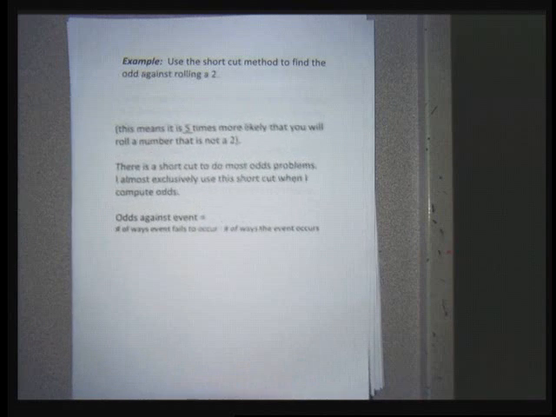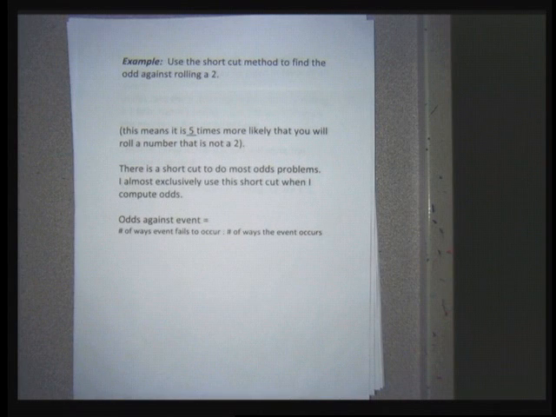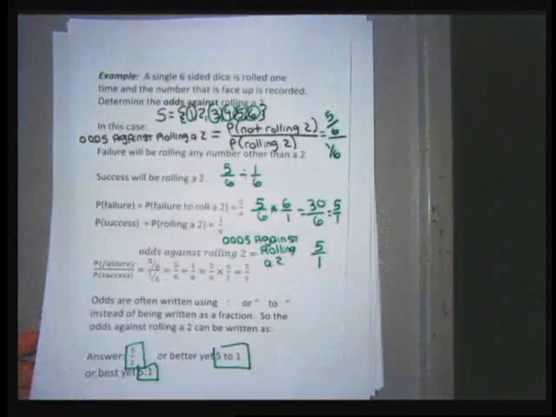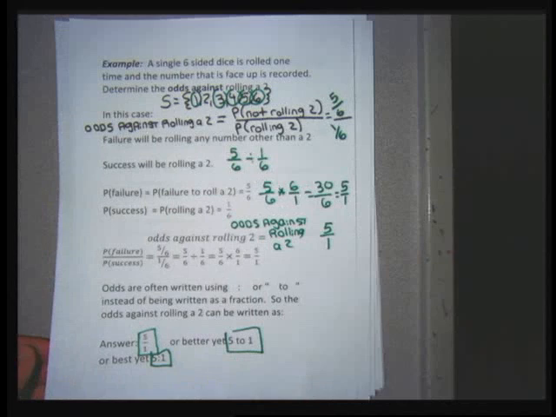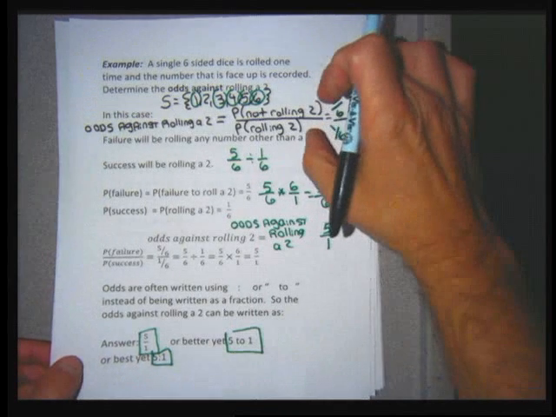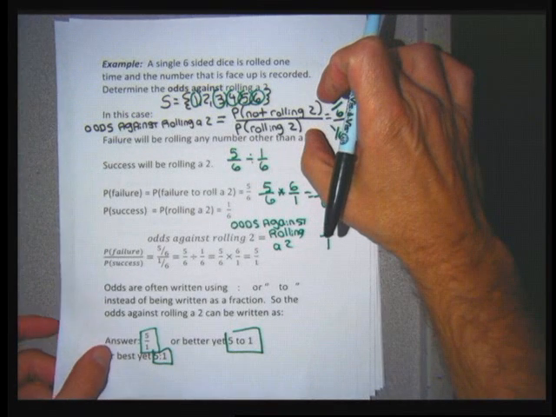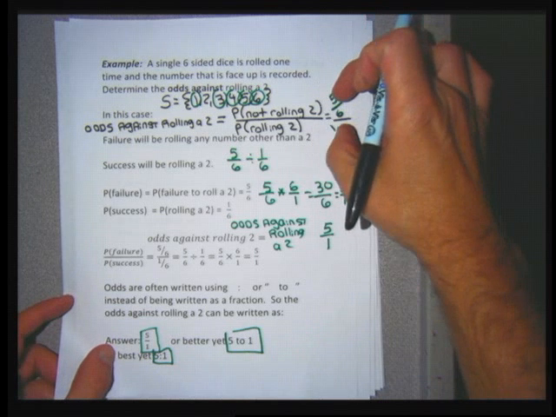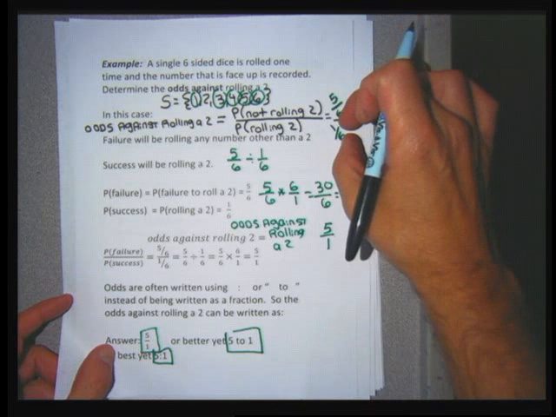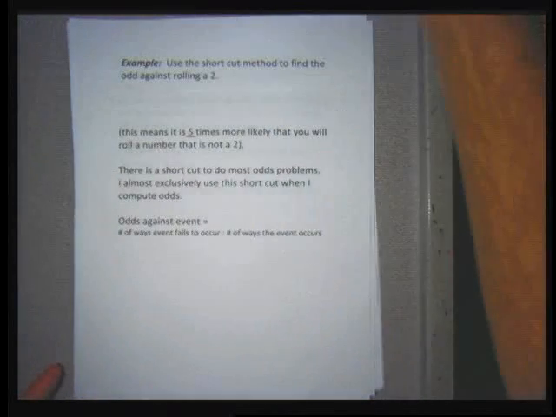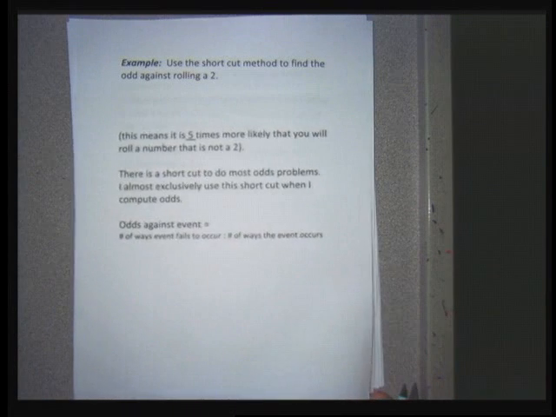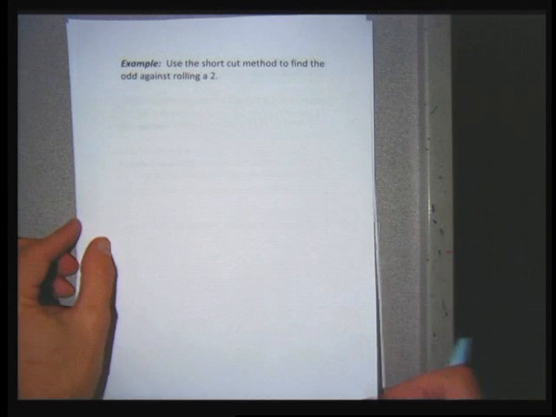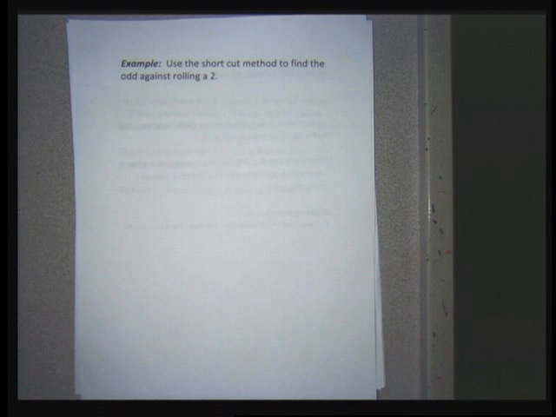So the next thing I want to do is a shortcut method to find the odds against rolling a 2. So the odds against rolling a 2 are 5 to 1. No matter how I do them, the formal definition of finding the odds, forming a fraction that has two probabilities, a probability in the numerator and a probability in the denominator, is the proper way to find odds, but not probably the most desirable way to find odds. The easier way to find odds, which is the way I'm going to do exclusively in this section, is this way. So same problem, same answer.